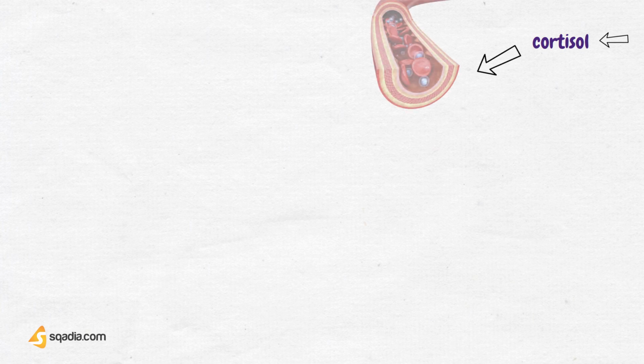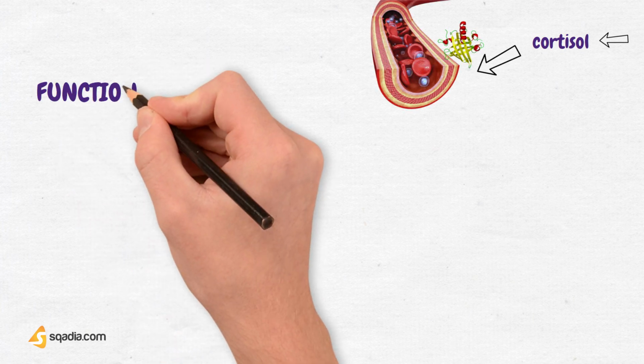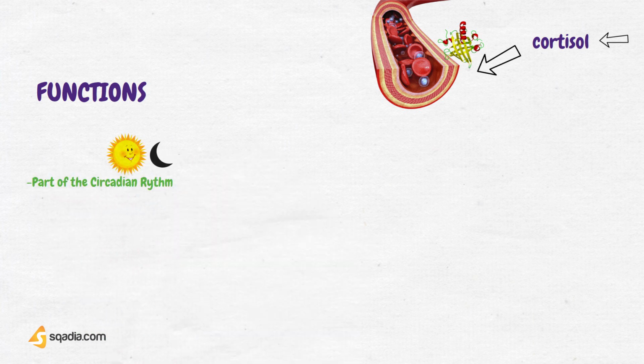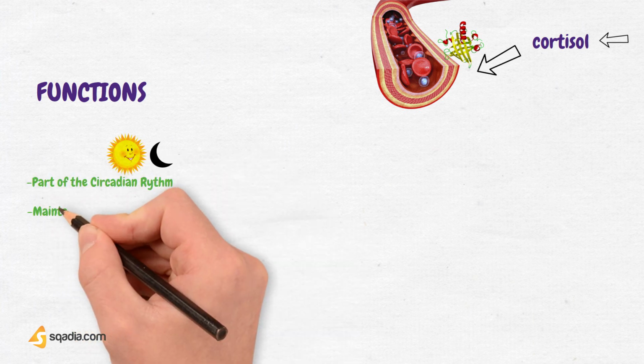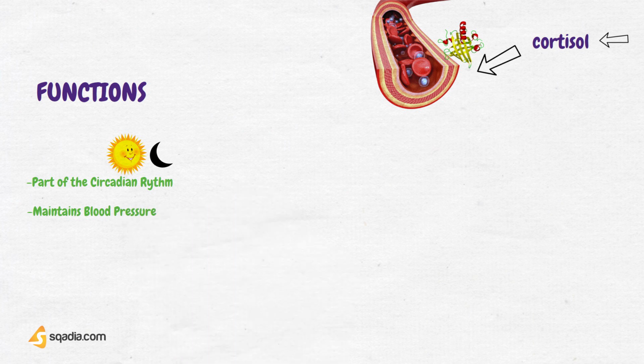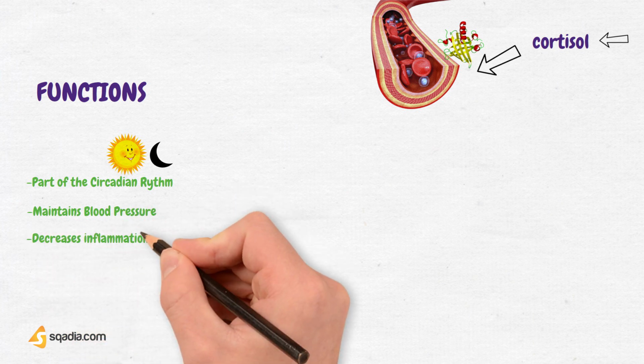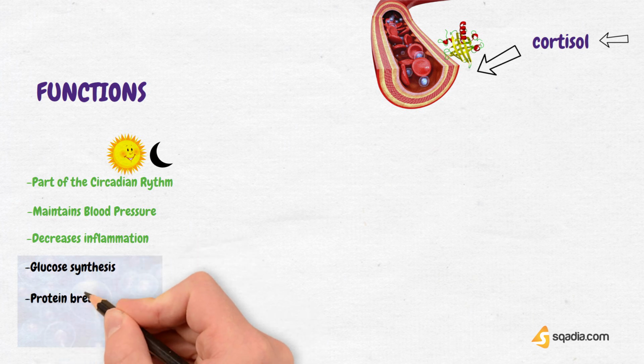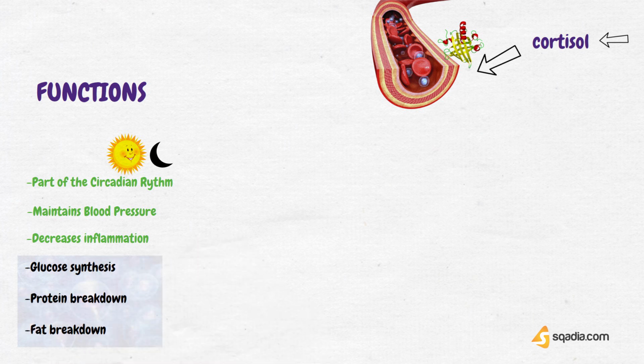What does cortisol do? Secreted in the blood and bound with cortisol-binding globulins, cortisol has several functions. It is part of the circadian rhythm. It maintains blood pressure, and it decreases inflammation. At a molecular level, it promotes glucose synthesis and protein and fat breakdown.